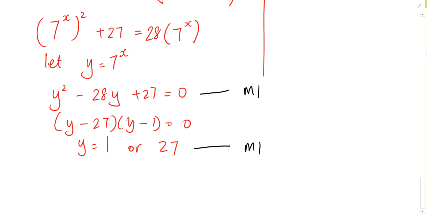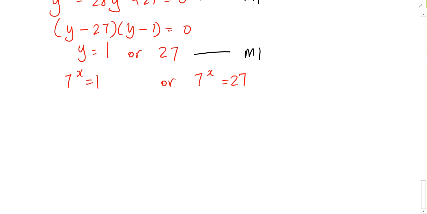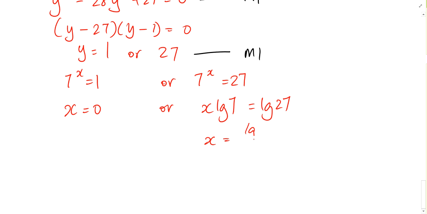So next, let us replace our y with 7 power x again. So 7 power x equals 1 or 7 power x equals 27. From here on, you should be able to solve it by yourself already. x must therefore be equal to 0, or x log 7 equals log 27. x equals log 27 over log 7. Get answer, round off 1.69.